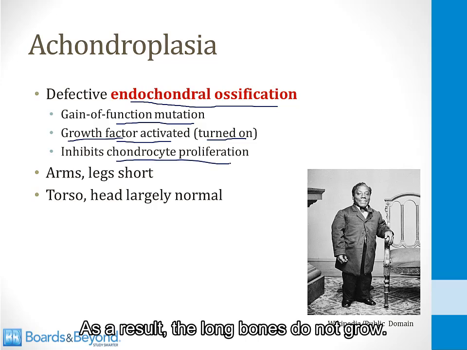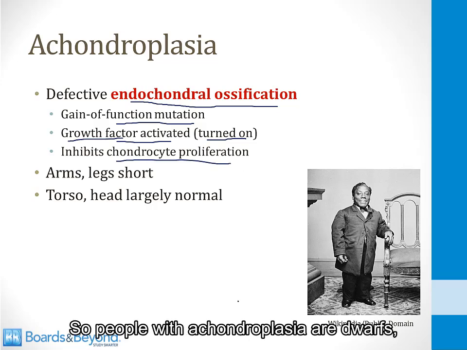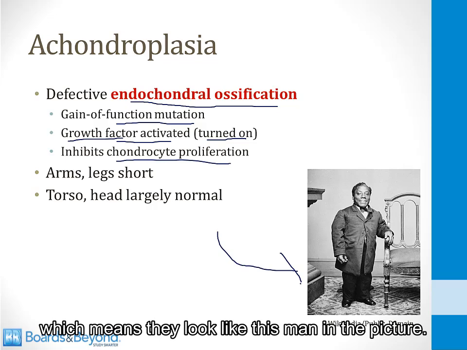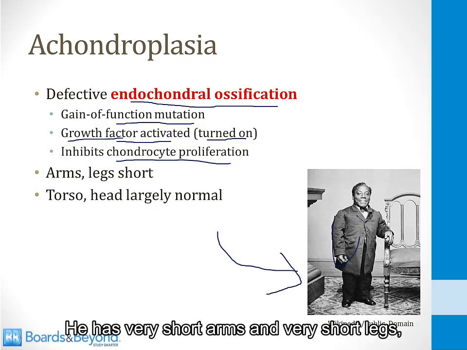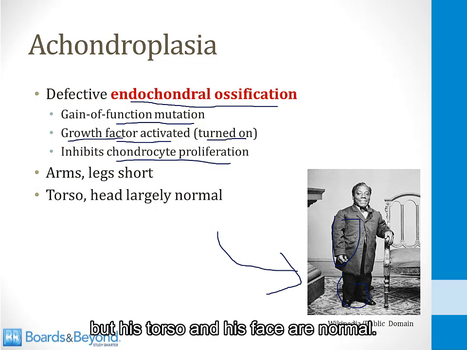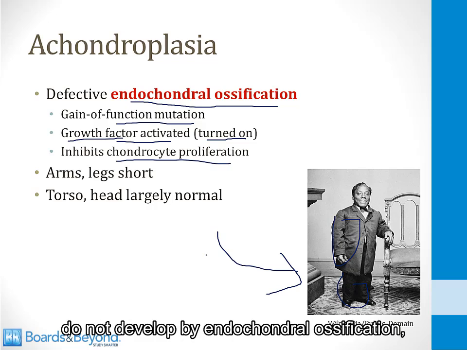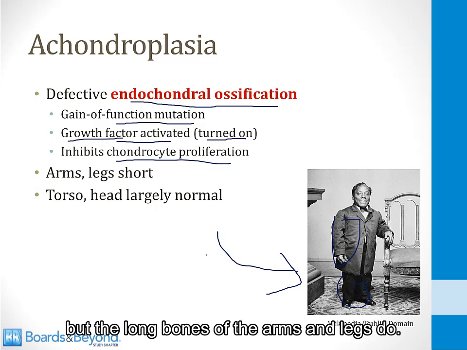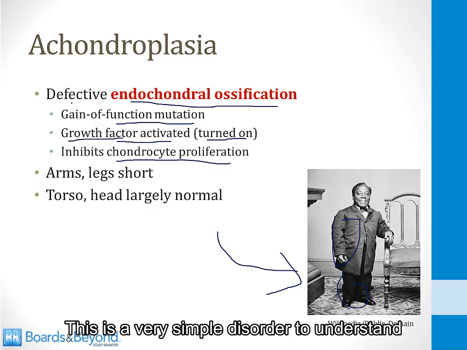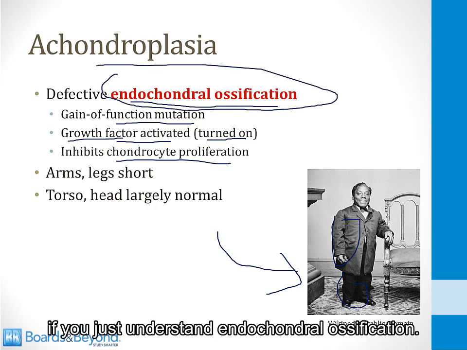As a result, the long bones do not grow, so people with achondroplasia are dwarfs, which means they look like this man in the picture. He has very short arms and very short legs, but his torso and his face are normal, and that's because most of the bones in the torso and face do not develop by endochondral ossification, but the long bones of the arms and the legs do. This is a very simple disorder to understand if you just understand endochondral ossification.